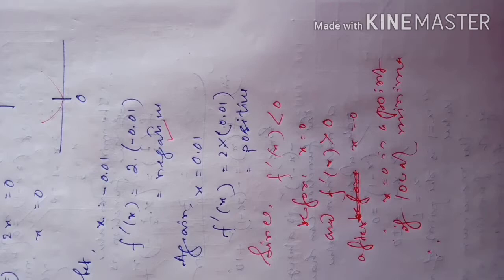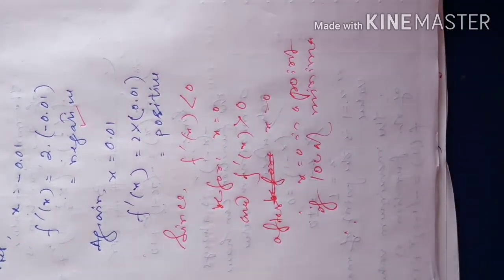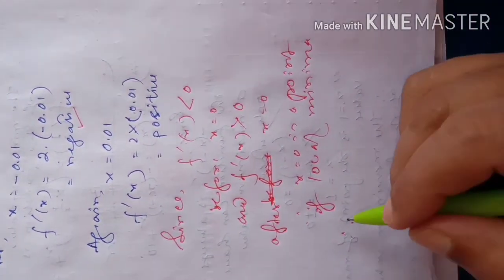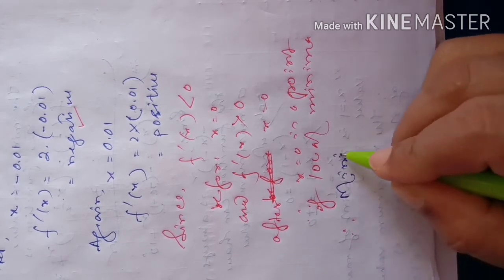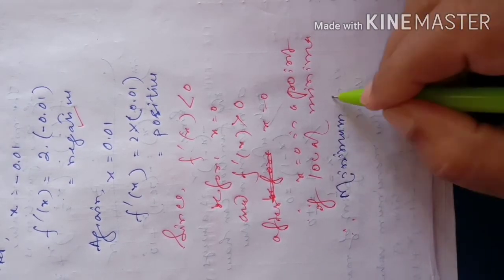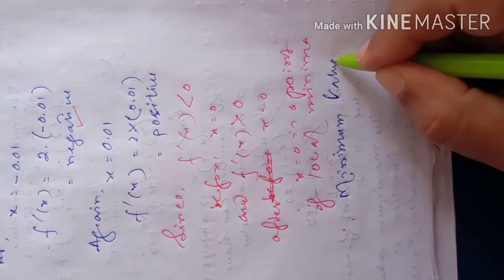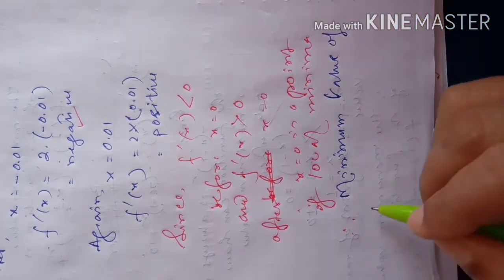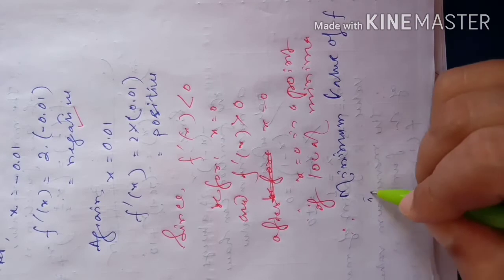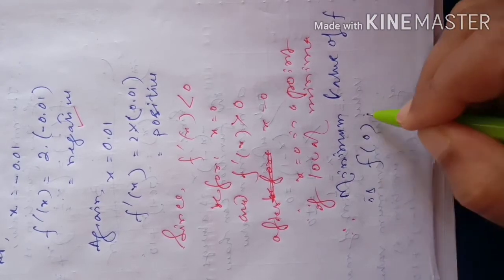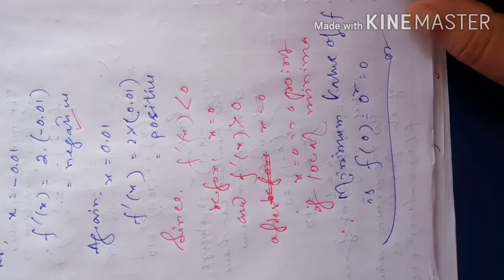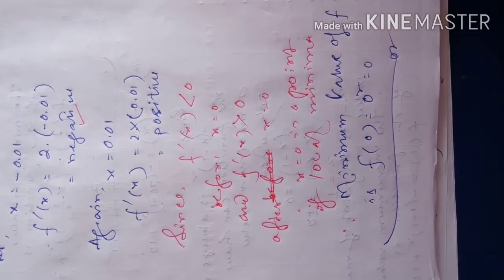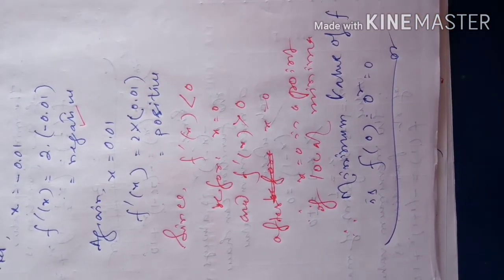Therefore the minimum value of f is f of 0, which is equal to 0 square, that is equal to 0. This is our final answer. Okay, dear students, this is how we have to solve. Let's go to the next question.